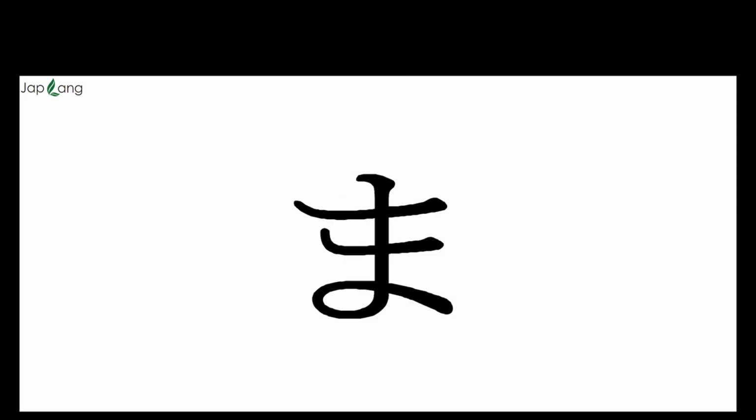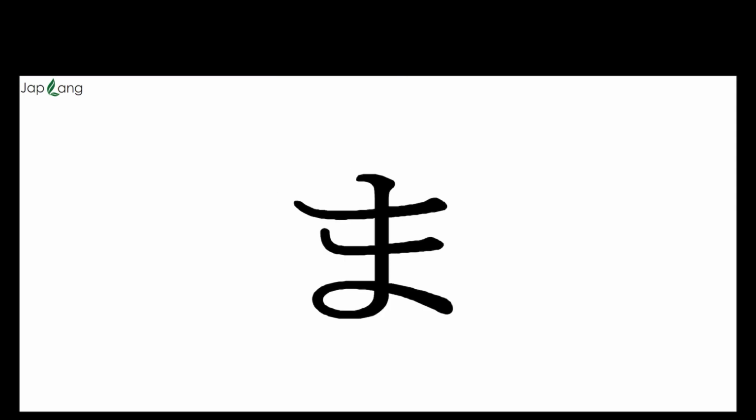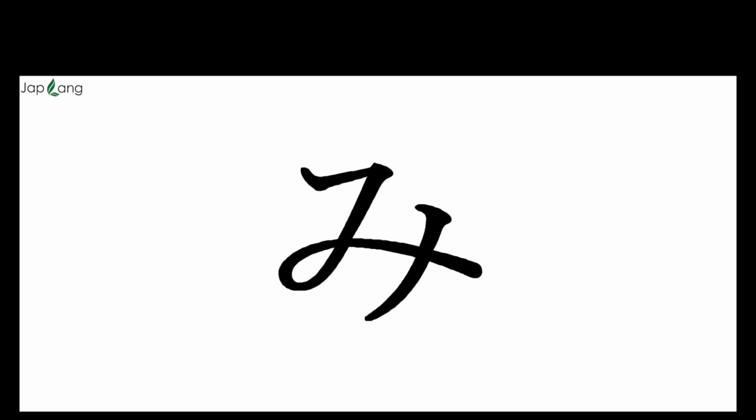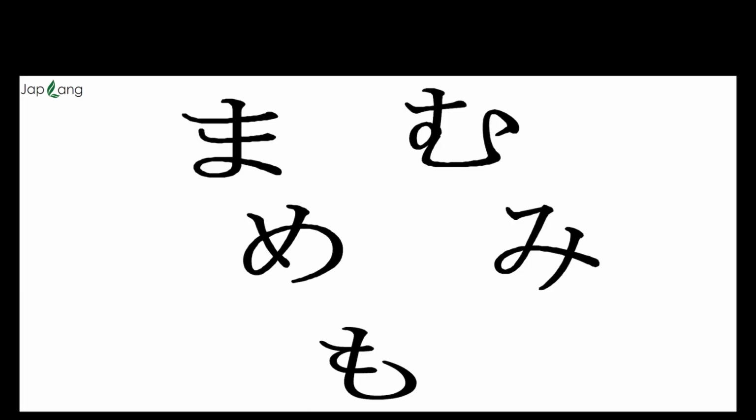Now it's quiz time. Let's have a quiz on whatever we learned so far. This is Me. Ma. Mu. Mo. Ma. Mo. Mu. Me. Me. Okay, now you need to tell me where is Me here. Alright, that's on the left hand side, middle row. This is the Me.